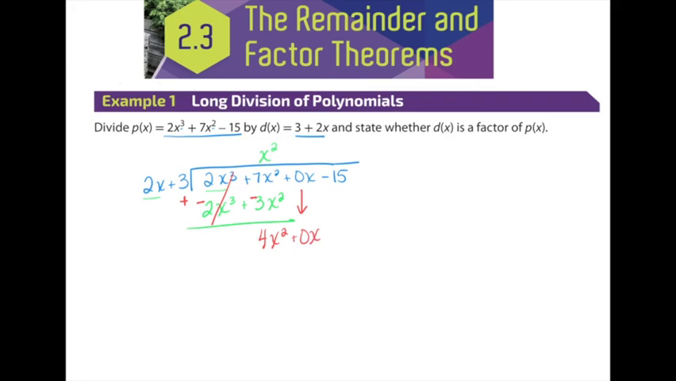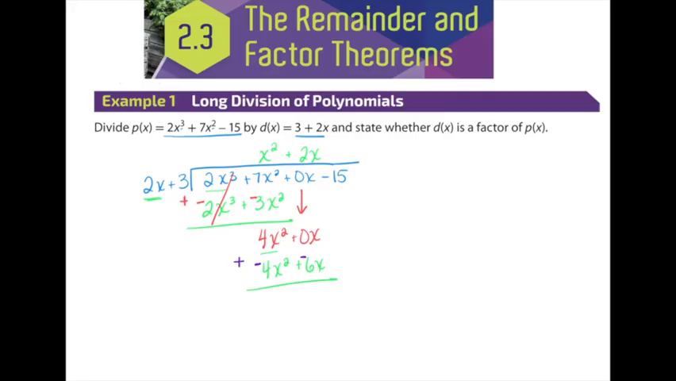And then you are going to do this all over again. 2x times what equals 4x squared? 2x, right? So then I'm going to multiply. 2x times 2x gives me that 4x squared. 2x times 3 gives me 6x. Again, you are subtracting. So I always add the opposite of each of those. All right. And then you're going to add down.